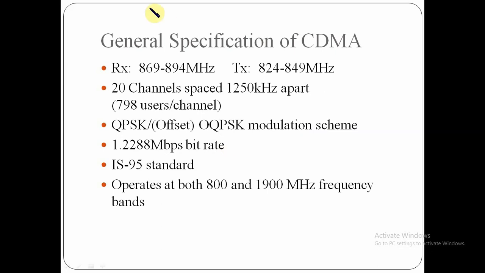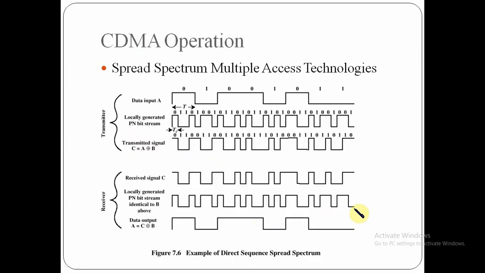Now the general specification of CDMA. The receiver frequency is 869 to 894 MHz, and the transmitter frequency is 824 to 849 MHz. There are 20 channels spaced 1250 kilohertz apart, with almost 798 users per channel. The modulation scheme used is offset QPSK and QPSK. The bit rate is almost 1.2 Mbps. IS-95 is the standard, and it operates in the 800 and 1900 MHz frequency bands.